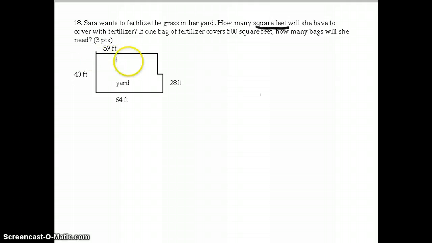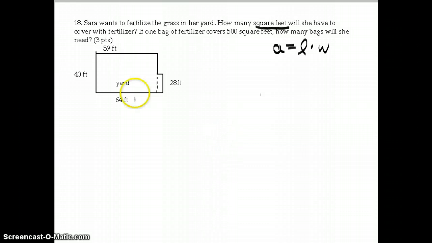So we see she has a yard over here and it has an irregular shape, and we need to figure out essentially how many square feet she's going to cover with fertilizer. So what we're going to be finding is the area. And remember, area of a rectangle equals length times width. So what we need to do is look at her yard and divide it into two rectangles. So I'm going to draw an imaginary line right here. And then we're going to find the area of each part of the yard.